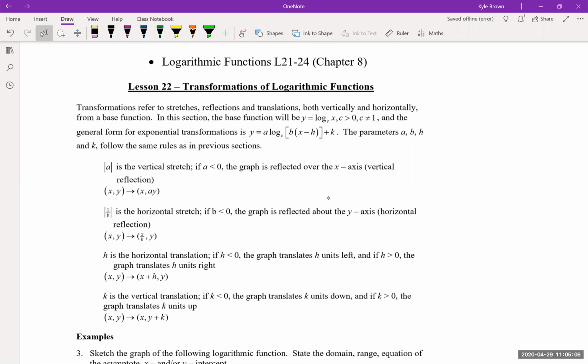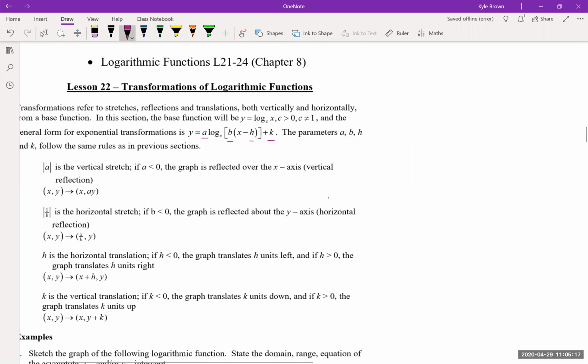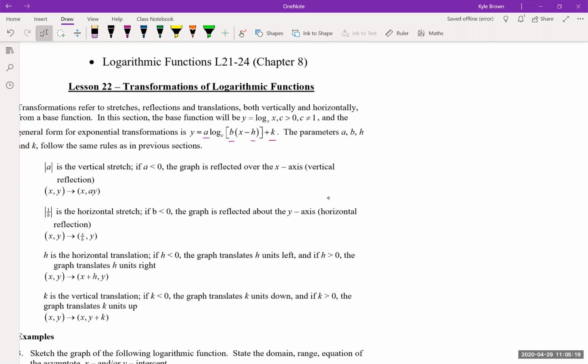All right, so by now you guys are probably used to this, right? The same equation, but where you've got your a value, your b value, your h value, and your k value. So all based on the same thing. The only thing that's different now is that we've got that log, right? And that would be log of anything. So log base c, that's our original function, or base function, that we're going to be using here.